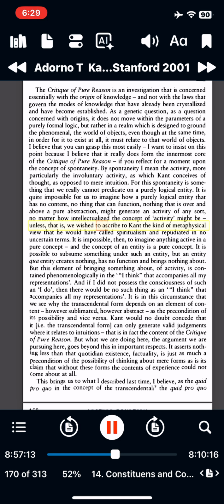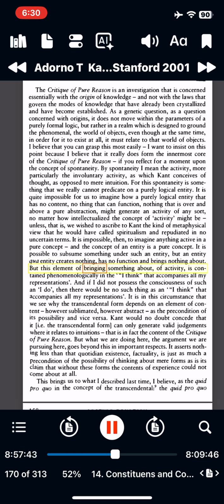is, we wish to ascribe to Kant the kind of metaphysical view that he would have called spiritualism and repudiated in no uncertain terms. It is impossible, then, to imagine anything active in a pure concept, and the concept of an entity is a pure concept. It is possible to subsume something under such an entity, but an entity qua entity creates nothing, has no function and brings nothing about.